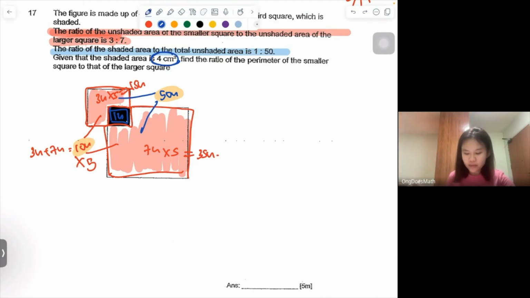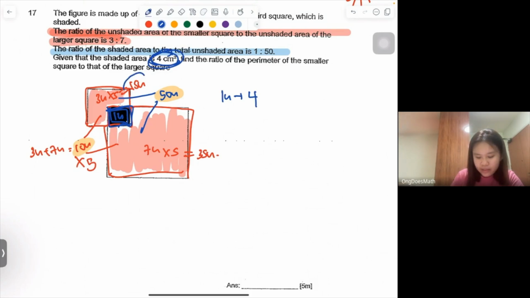Okay. Anyways, so this 1 unit over here actually equates to 4 cm square. Then after that, we want to find out what's the area of the unshaded. So the unshaded, this part here is 15 units. So it's just 15 times 4, which will equate to 60.